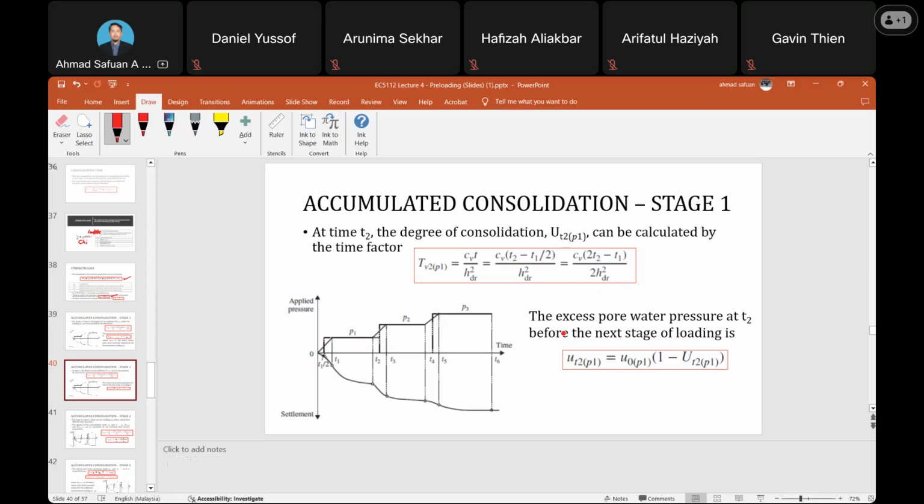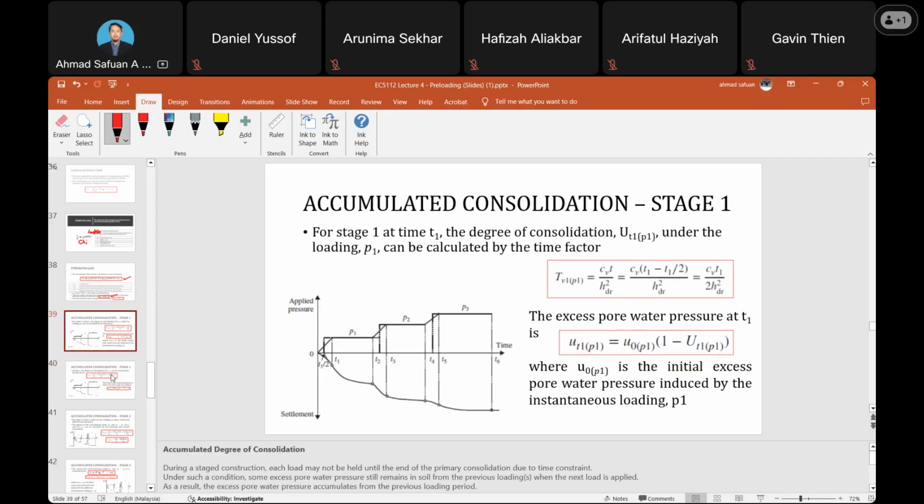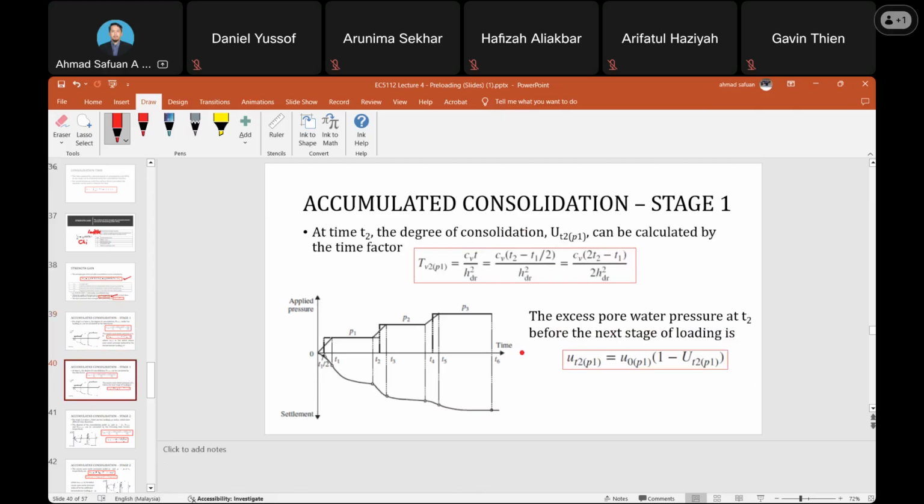So to get the excess pore water pressure at T2 here, before the next stage of loading, it is U naught P1 times 1 minus Ut2 P1. Okay, then we get the Ut2 P1. So that is for stage number 1.